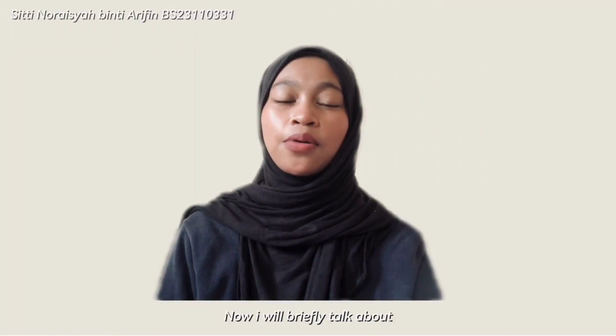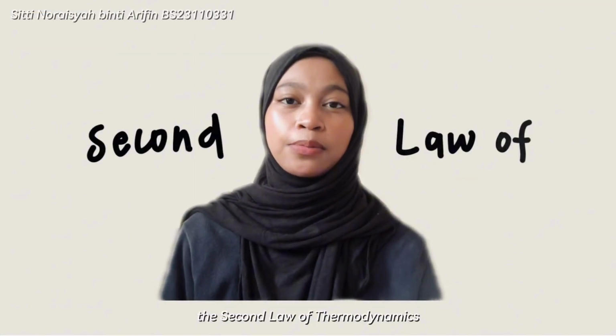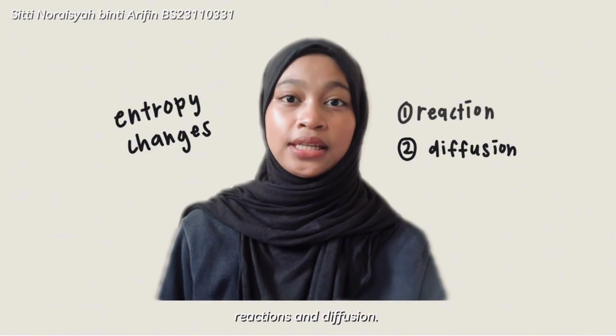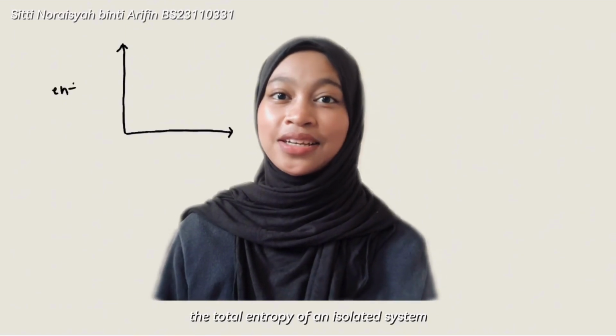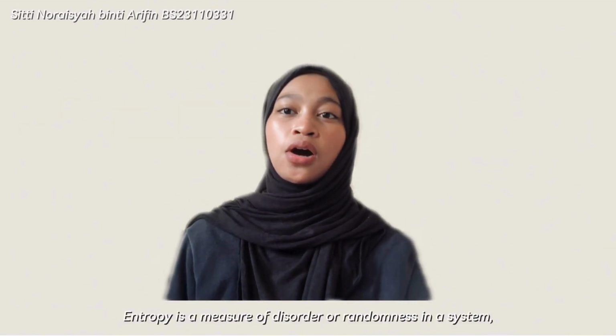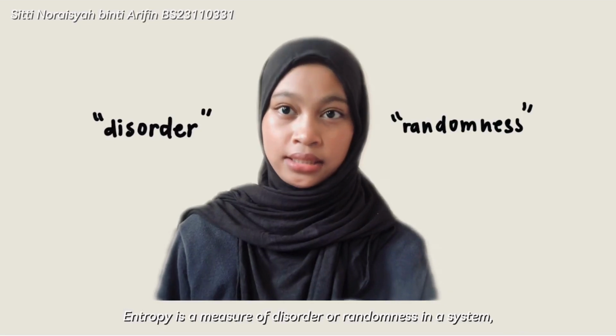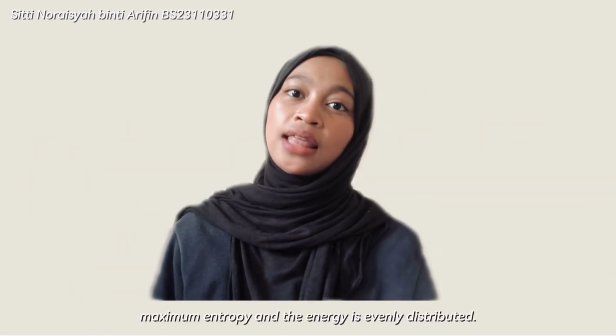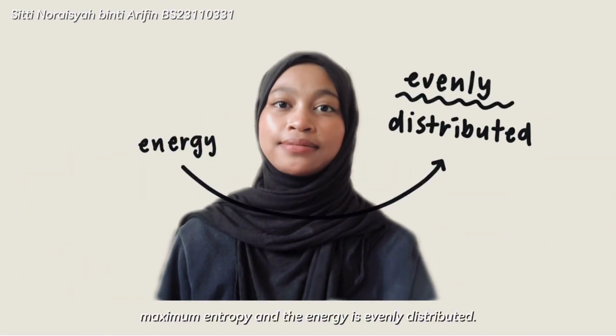Hi everyone, now I will briefly talk about the second law of thermodynamics, focusing on the entropy changes in reaction and diffusion. The second law of thermodynamics states that the total entropy of an isolated system always increases over time. Entropy is a measure of disorder or randomness in a system, where the system tends to evolve toward the maximum entropy when the energy is evenly distributed.